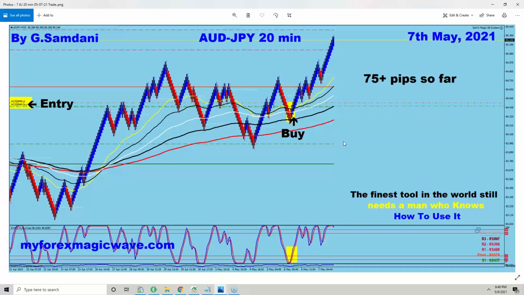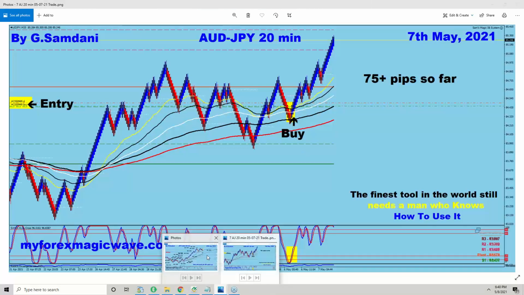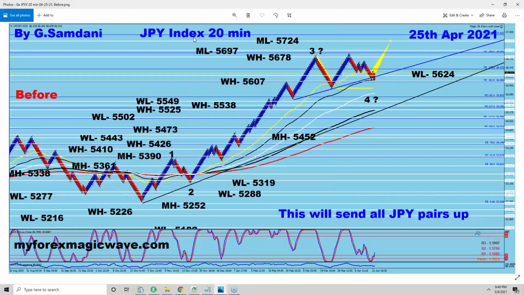What I want to show you, and keep in mind that this is the condition, and this rule has to apply in all my trades, right? So watch this one. This is the yen index 20-minute chart. I made it on the 25th of April, and I said that it's going to go from here to here. And if it does, this will happen. What? This will send all yen pairs up.